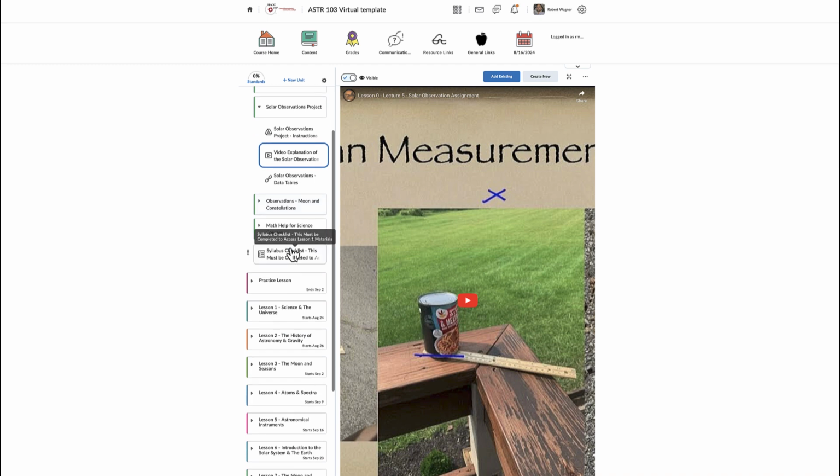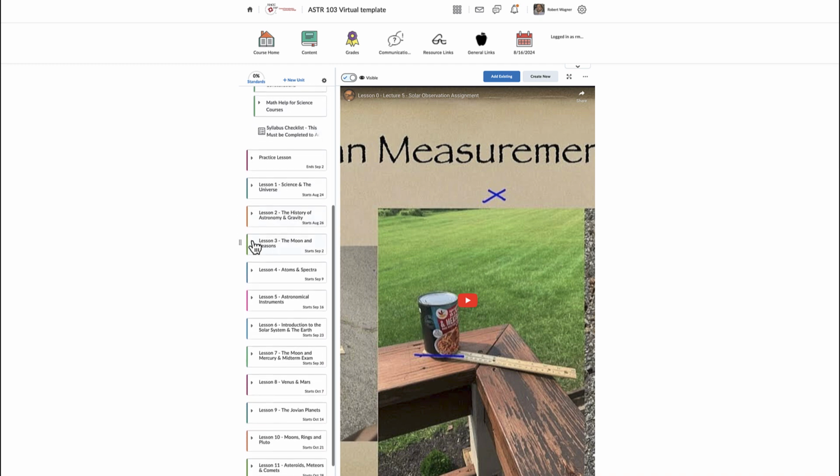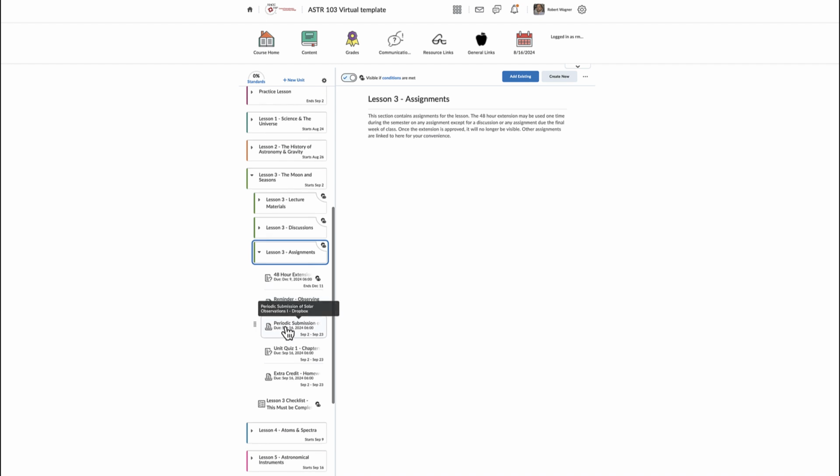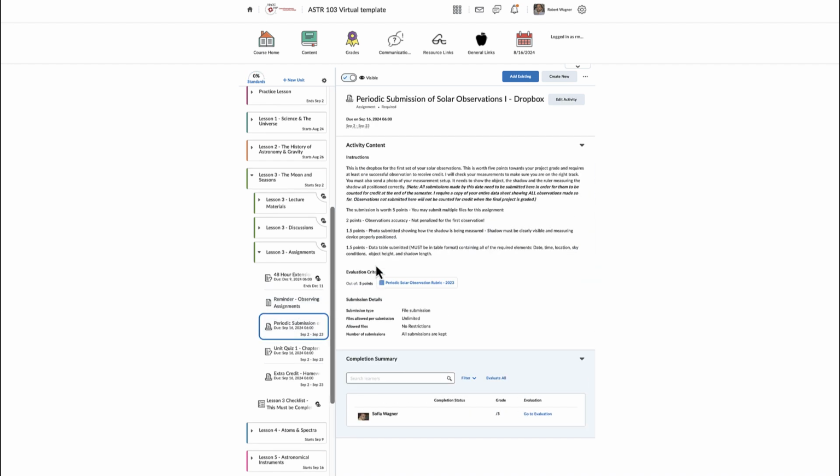Now, the first time I will collect these is in the 3rd lesson of the class. I just have an assignment in there where what they need to do is submit their data table. How many observations have you got? I only need 1 to give you credit, but you want to try to get a few more. I also have them submit photos of what they've done, again just demonstrating the work that they're doing and helping me to give them some feedback.